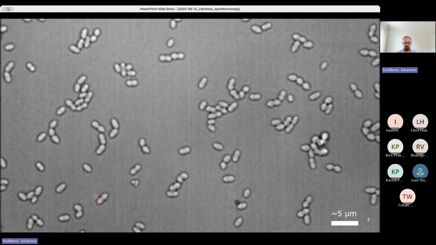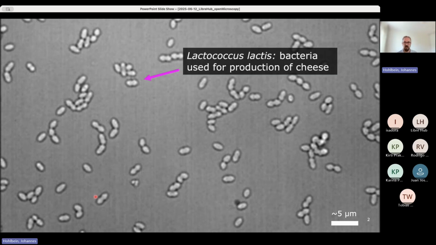So I would like to start with a microscopy image of a couple of gray dots placed on a gray background. Those are Lactococcus lactis bacteria that are commonly used in the production of cheese. What you see here is a bright field image using a relatively okay microscope, and it basically boils down still to seeing only gray on gray.